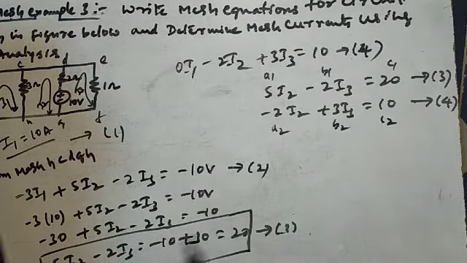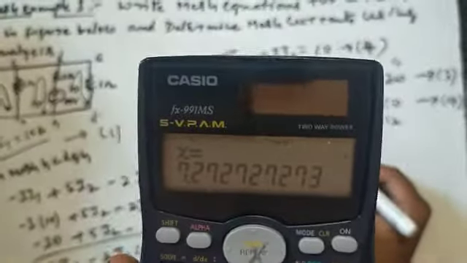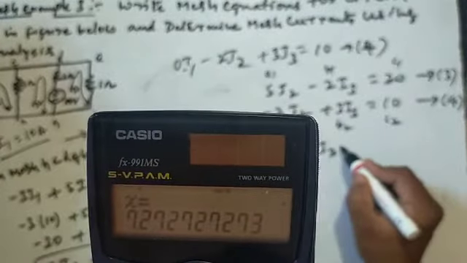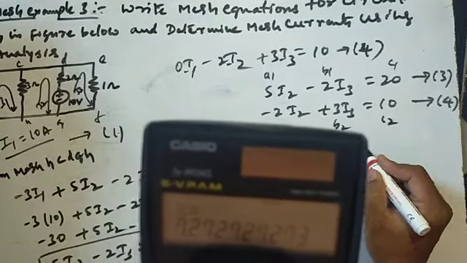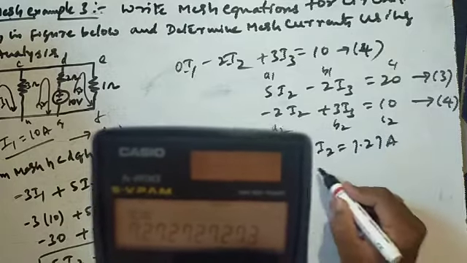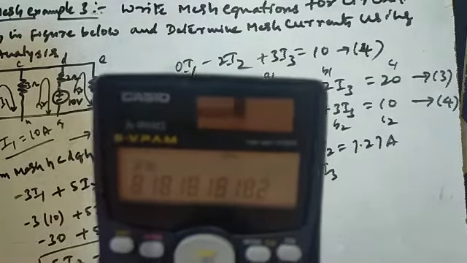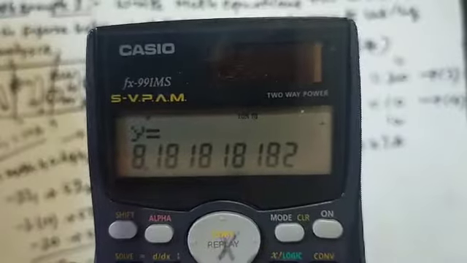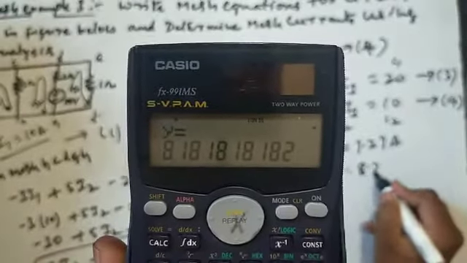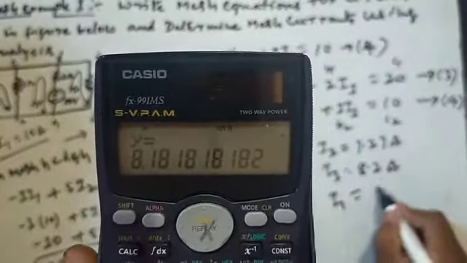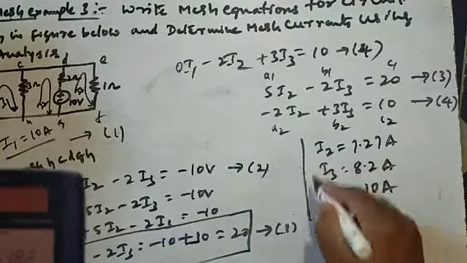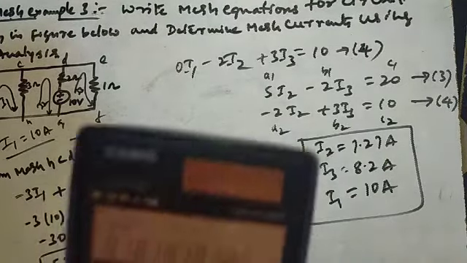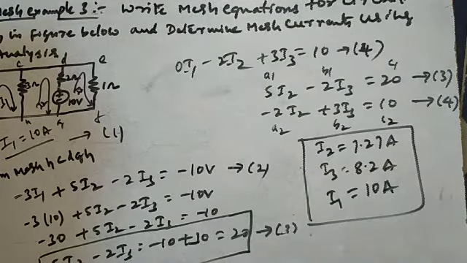What is that answer? First it will display as X. Actually X means here I2. First unknown is I2, that is 7.27 ampere. And I3, again press equal sign. You will get the answer 8.18 or 8.2 ampere. And I1, at the beginning only you have found, that is 10 ampere. Okay, in this way we solve the super mesh.